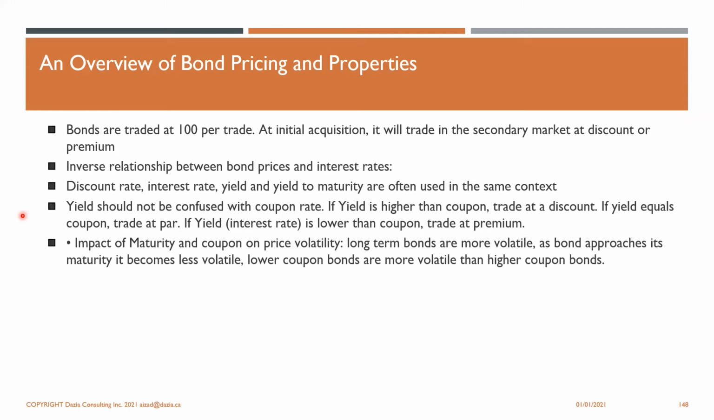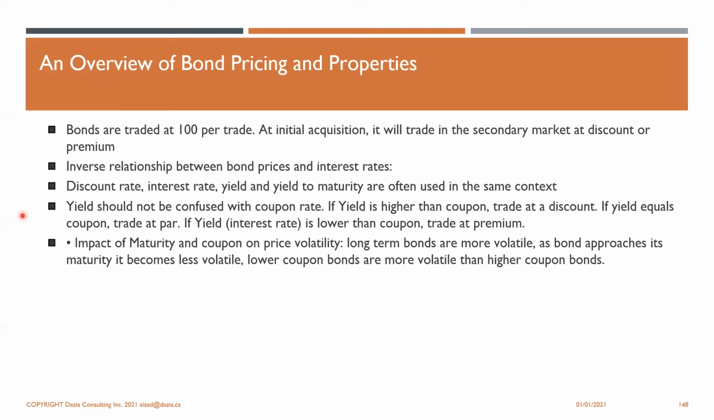So as we said, there will be an inverse relationship between bond prices and interest rates. Usually discount rate, interest rate, and yield to maturity are similar ways of telling what return you can get. But the yield is not the same as the coupon rate. The coupon rate is a fixed amount that the bond will provide to the client who invests in it. We will take a look at how to calculate the yield in the next slides. If the yield is equal to the coupon, it means the bond is trading at par. If the yield is lower than the coupon, it is trading at a premium.